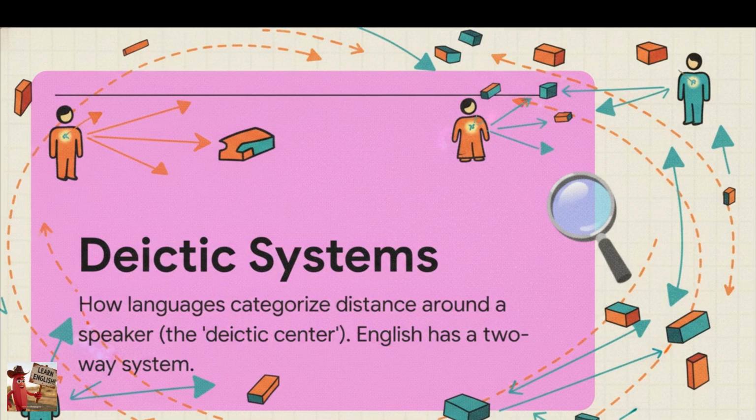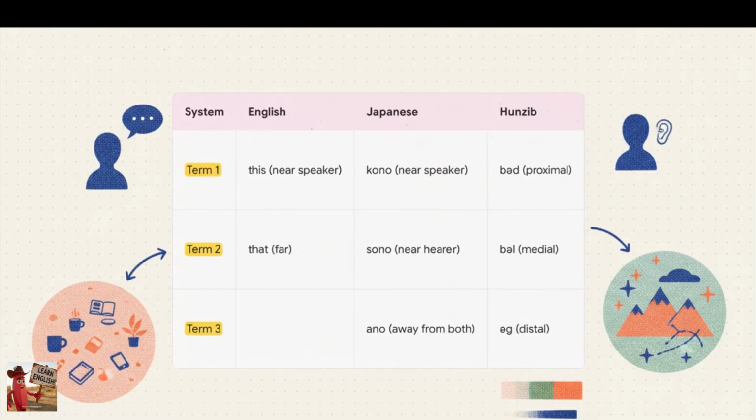But that is far from the only way to do things. And this is where it gets really fun. A lot of languages add more layers. So take Japanese. It has a word for something near me, just like English, but it also has a completely separate word, sono, for something that's near you, the person I'm talking to. And then a third word, ano, for something that's far away from both of us. Other languages, like Hunzib, just have 3 levels of distance, near, middle, and far.